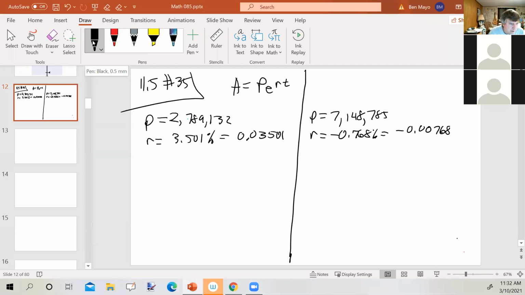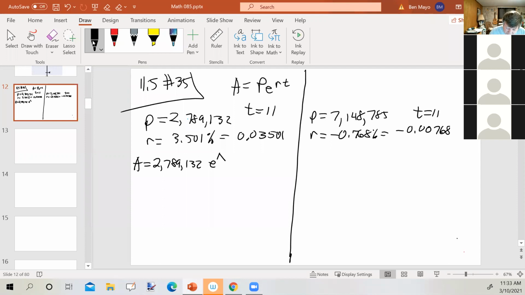So for the first one, Kuwait, A is going to equal 2,789,132 e. I forgot one thing. It said estimated population in 2021. So what would T equal? That would be 11 for both cases. Sorry about that.